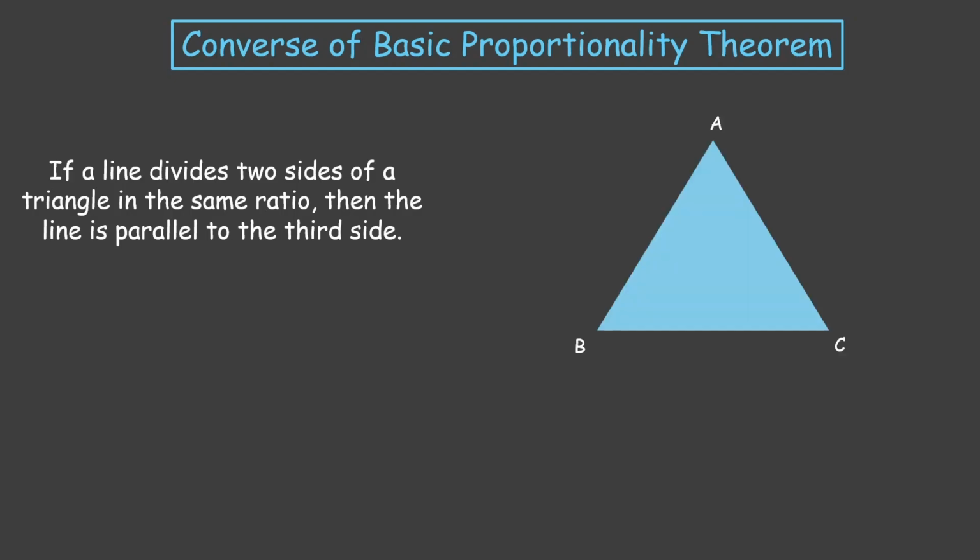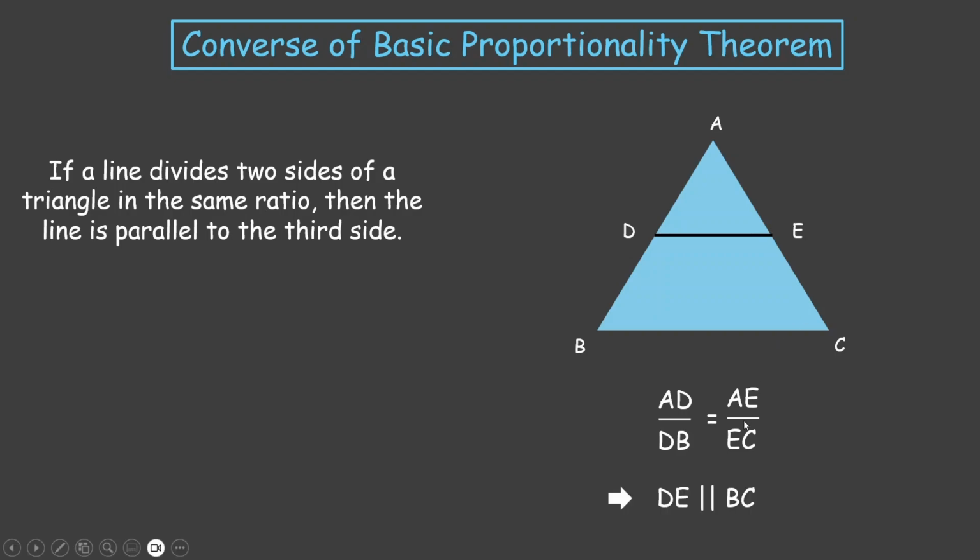So if we have a triangle ABC and a line DE such that DE divides AB and AC in the same ratio, that is, if AD divided by DB is equal to AE divided by EC, then this line DE is parallel to the third side BC. Now, in order to examine if this converse is actually true, let us first perform one activity.